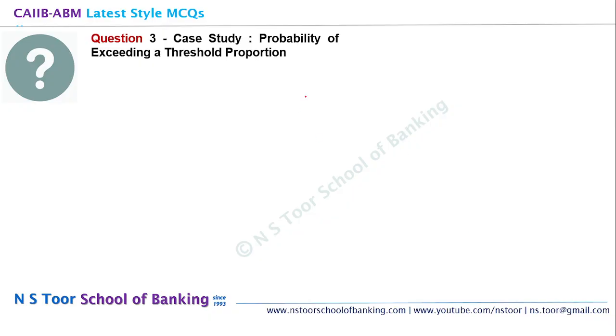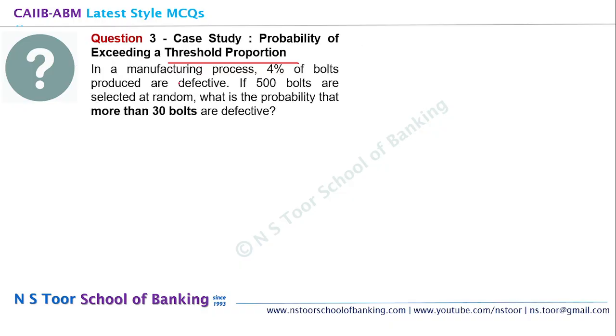Third case, probability of exceeding a threshold proportion. What is the probability of exceeding a threshold proportion? In a manufacturing process, 4% of bolts produced are defective. If 500 bolts are selected at random, then what is the probability that more than 30 bolts are defective?